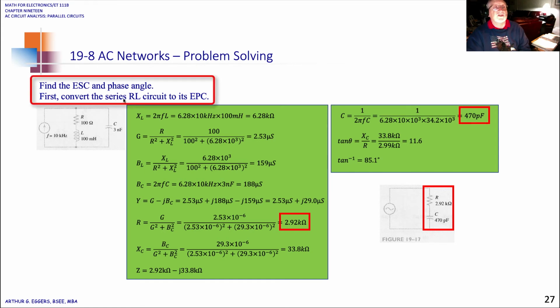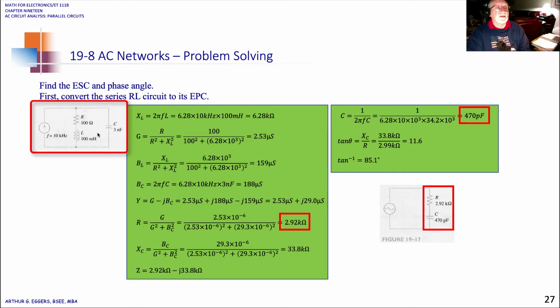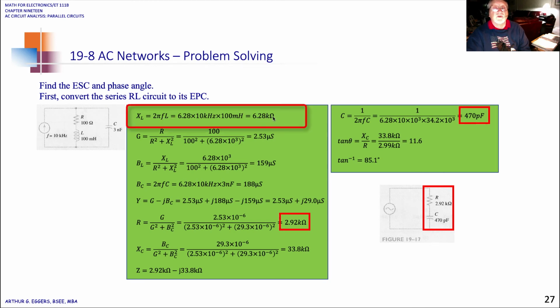First, convert the series RL circuit to its parallel. Okay, so we're going to take this parallel RL circuit and we're going to convert it to this series circuit. So we're using the relationships that we've already learned, X sub L, 2 pi FL, we end up with 6.28 k ohms. Now we can use these values in our relationships. G is equal to R over R squared plus X sub L squared. B sub L is equal to X sub L over R squared plus X sub L squared. So we plug our values in.